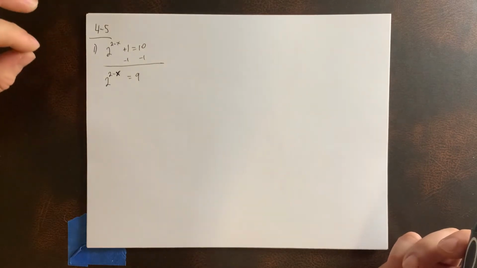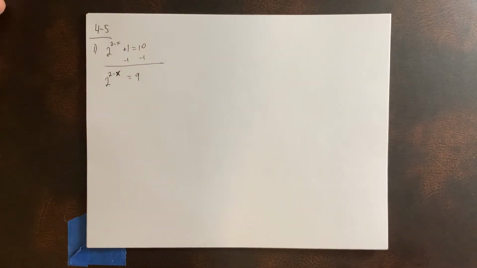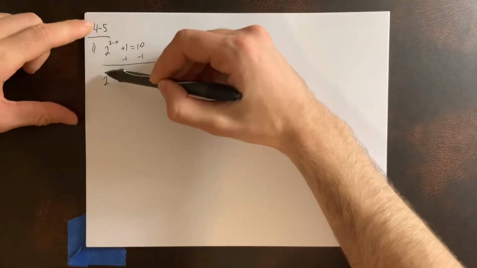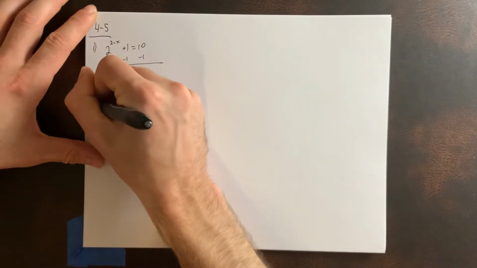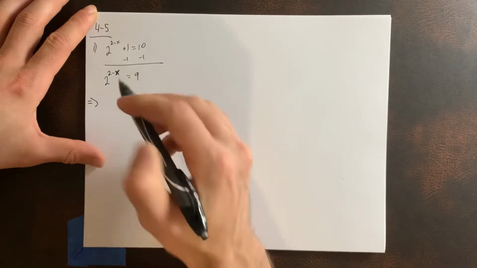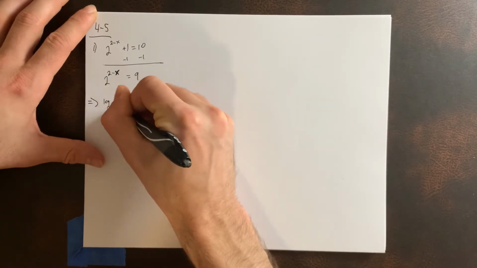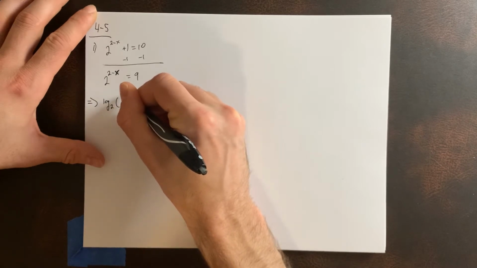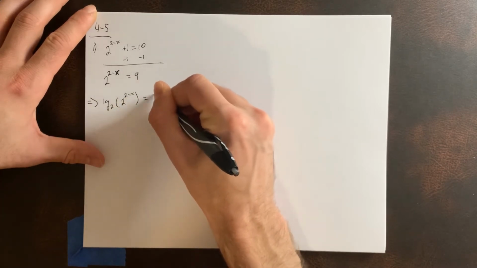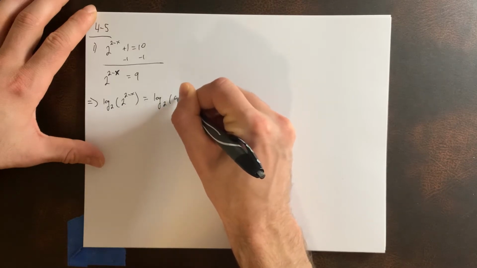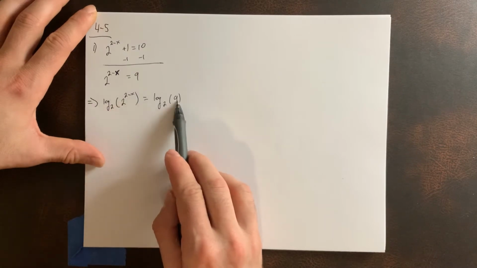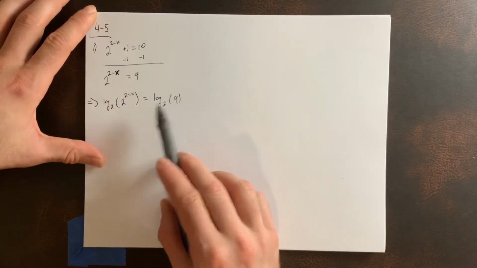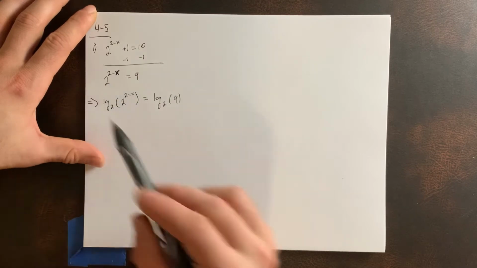If you remember from the last class, the log has a base. We can technically choose whatever base we want, but the base we want to choose is this number right here, the base of this exponent. So we're going to take log base 2 of both sides of this equation. So 2 minus x equals log base 2 of 9. Here we took the log base 2 of the left-hand side and the log base 2 of the right-hand side. And we chose 2 because 2 is the base of this exponent.